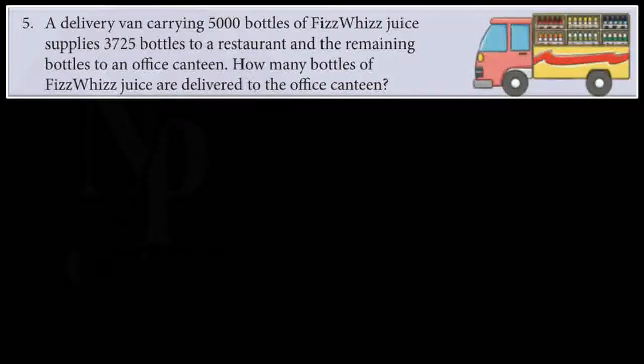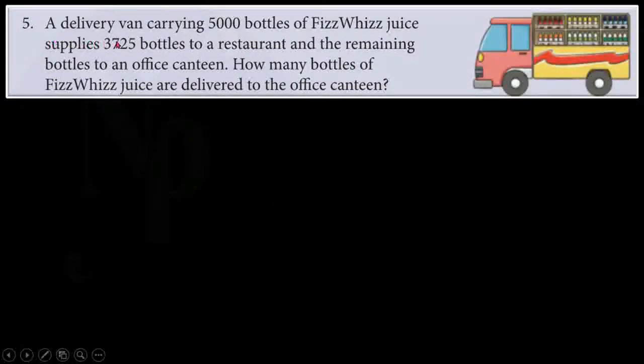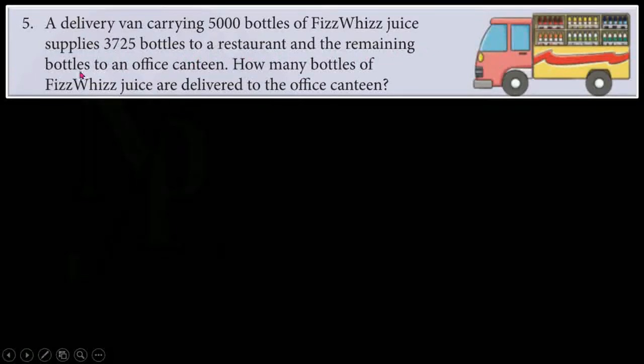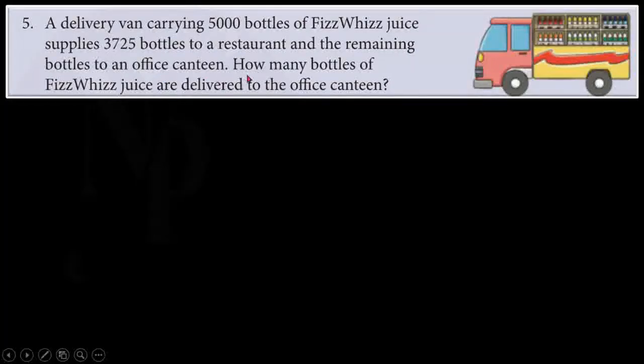Question number 5. A delivery van carrying 5000 bottles of fizz juice supplies 3725 bottles to a restaurant and the remaining bottles to an office canteen. How many bottles of fizz juice are delivered to the office canteen?